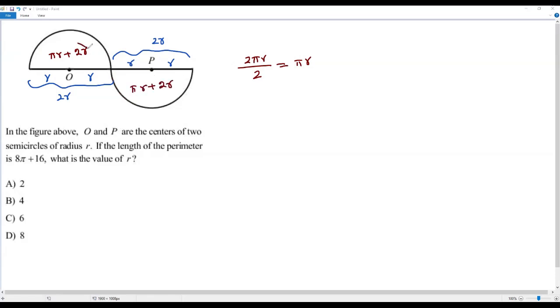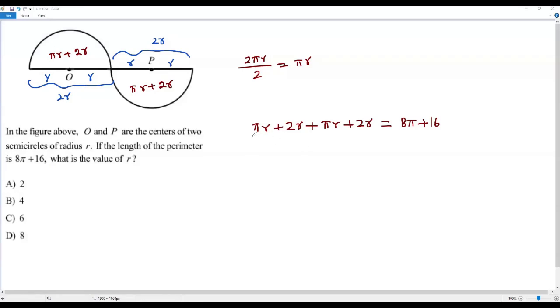Now let's add these two quantities to get the total perimeter of the two semicircles. That is πr + 2r + πr + 2r. Now I got the total perimeter of the two semicircles. According to the question, it is equal to 8π + 16. Let me write it over here.